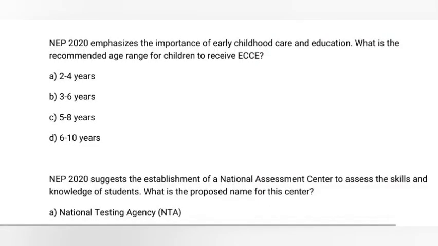Now moving on, NEP 2020 emphasizes the importance of early childhood care and education. What is the recommended age range for children to receive ECCE? It will be 3 to 6 years.